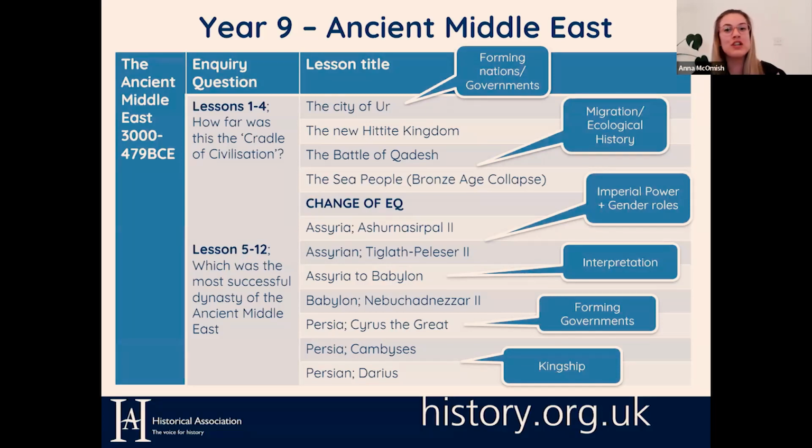And then the inquiry question looks to go through the dominant dynasties of the ancient Middle East, because I want them to be able to do comparisons and ideas of kingship, of rise of empires, of what good leadership looks like in history. Interpretations, use of sources is a huge part of this as well.